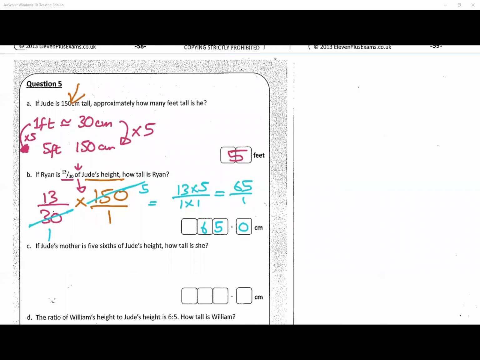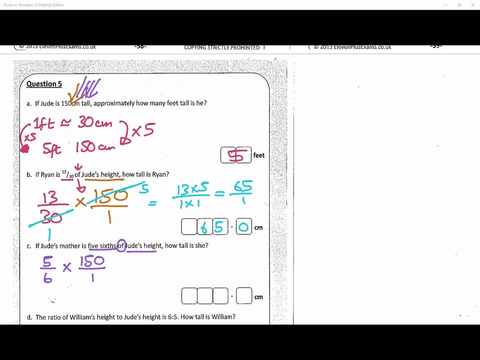Next question. If Jude's mother is 5/6 of Jude's height, how tall is she? Oh, so she's 5/6 of Jude's height. "Of", what's "of" mean again? Of means times. And what's Jude's height again? Jude's height is 150 centimeters.